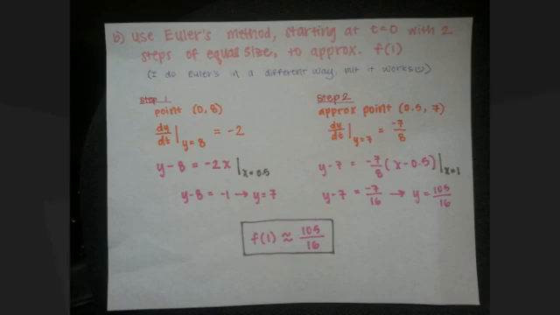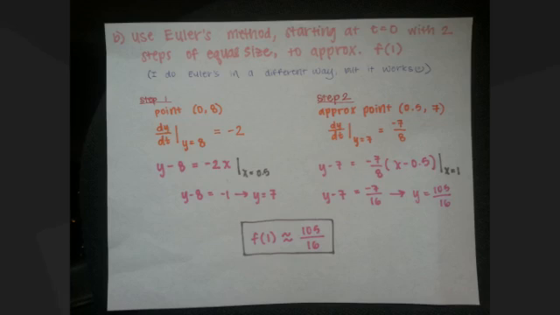Basically what we're doing for Euler's is using the derivative function to approximate a certain point on the graph. First of all, we start off with the point (0, 8), and we know that dy/dt at y equals 8 is negative 2. We plugged 8 into the original dy/dt function, and we got negative 2. Then you set up a point-slope equation.